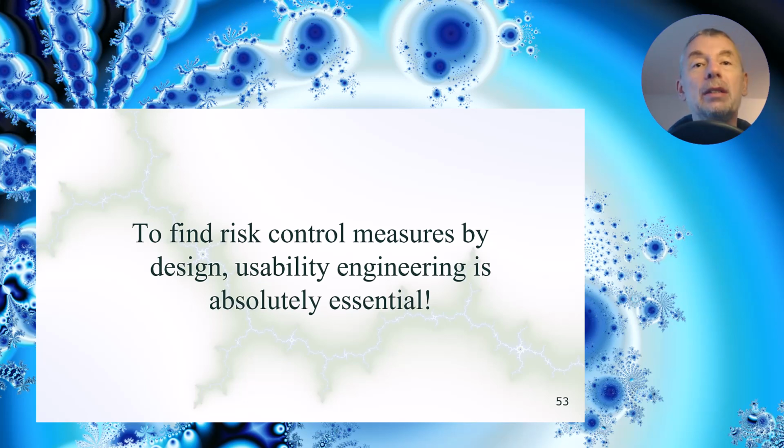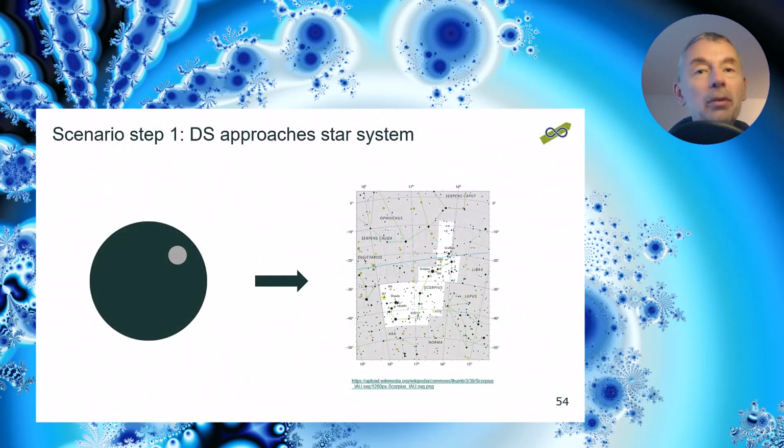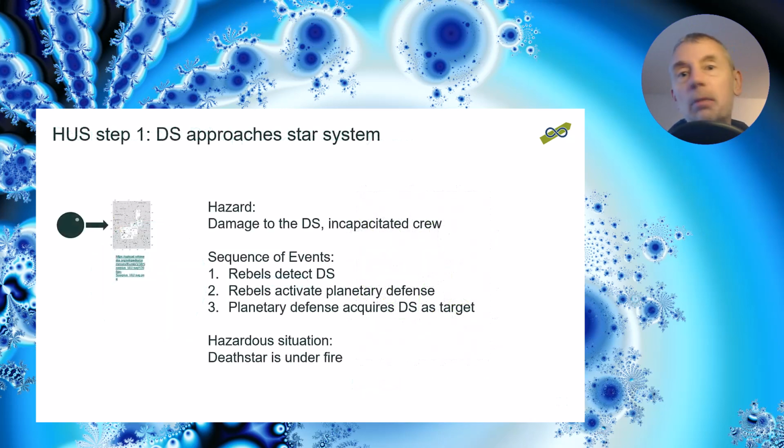Let's look into an example. You remember we have our first hazard related use scenario. First step, the Death Star approaches a star system. Now then let's look at the whole sequence leading to the hazardous situation. We start with, well, basically something could damage the Death Star, crew can be harmed, all these kind of things. To make this concrete, we need this sequence of events.